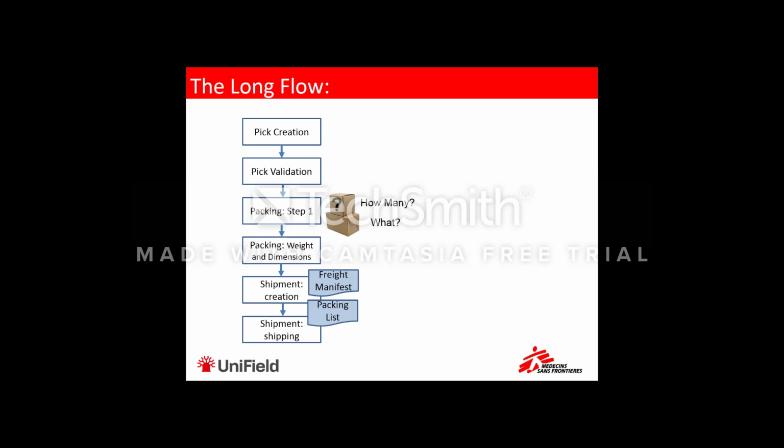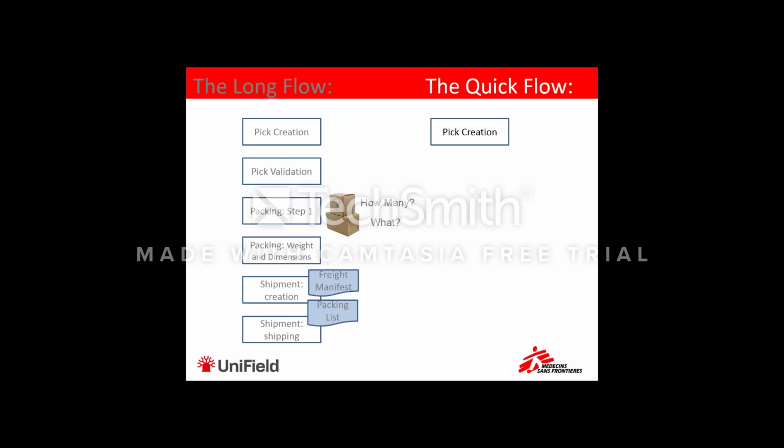The long flow is the pick pack ship as you know it, but when you have to deliver your cartons on the other side of the city, it's time-eating and sometimes way too detailed. That's why we created the quick flow. It starts the same. The pick is created and validated. But instead of detailing the amount of parcels, the system will skip immediately to the weight and dimensions. You no longer need to indicate which item is in which parcel.